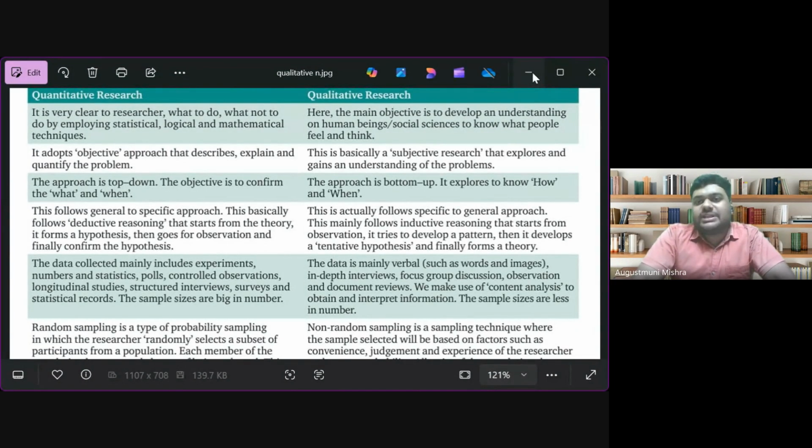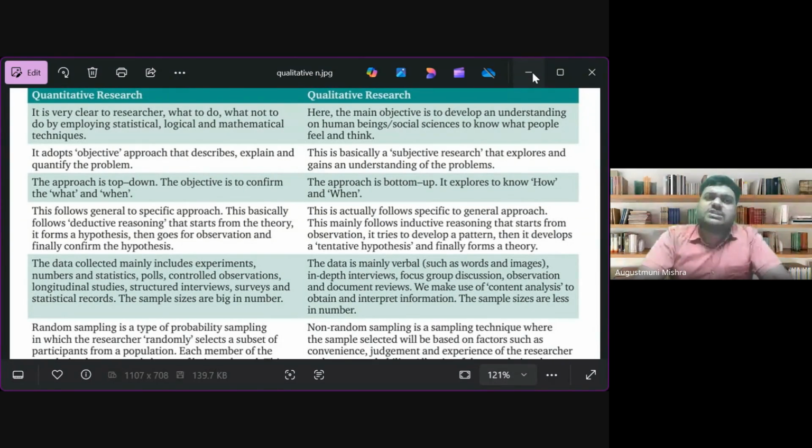It is mentioned in that law that every action has an opposite and equal reaction. So it is very clear to the researcher that whatever he is going to perform according to Newton's third law of motion, he or she is going to get only that effect which is mentioned by Newton. Okay, so he or she is very clear about what to do and what not to do, by employing statistical, logical, and mathematical techniques.